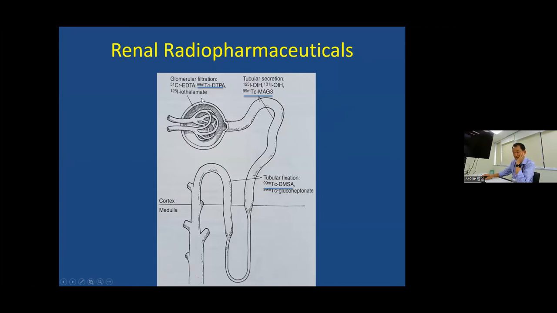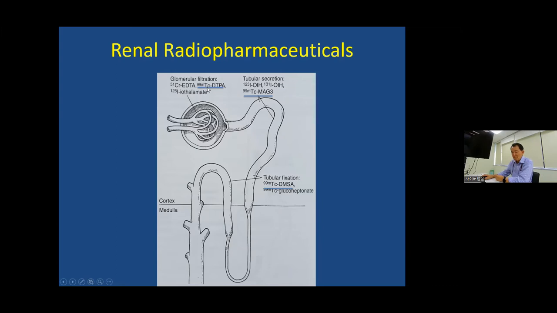for a glomerular agent, we use technetium DTPA. Okay, in old days, this was EDTA or iothalamate, but now we are using technetium-99m radiopharmaceuticals, in this case three: DTPA, MAG3, and DMSA. Glucoheptonate behaves similar to DMSA, but is no longer produced by the company. So these three are available. In the old days, in my days, we used all this kind of hippuran.